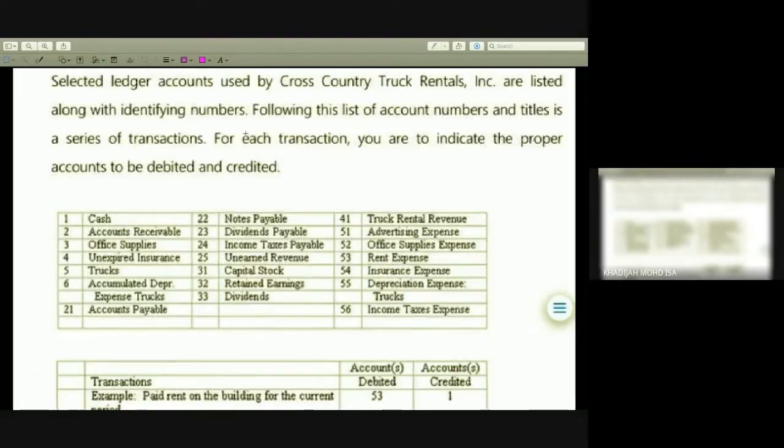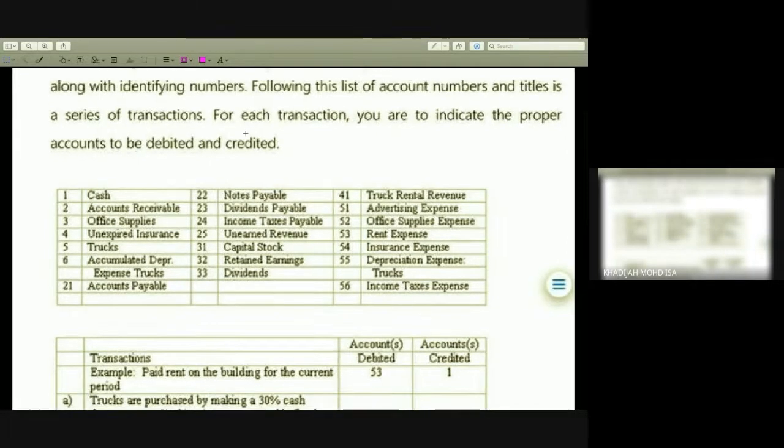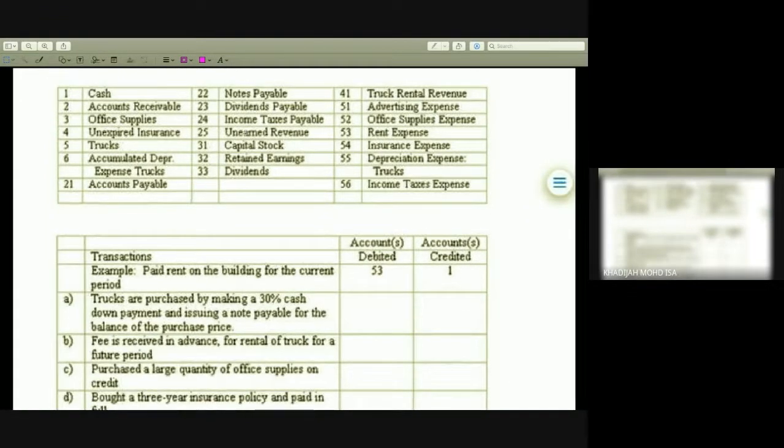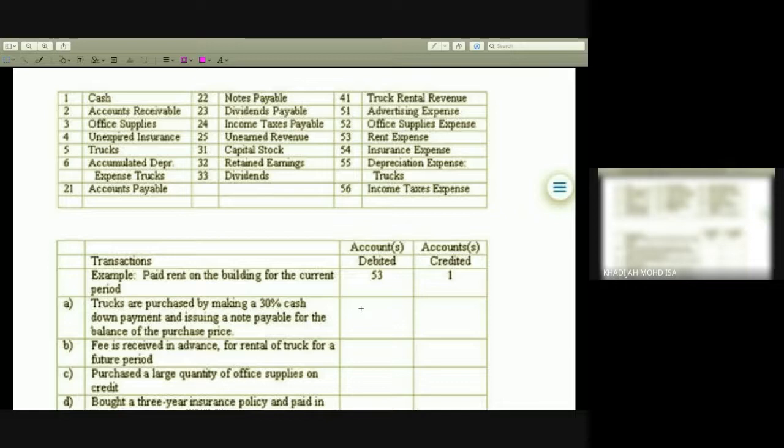Okay, now you have cross-country truck. So you are given the accounts. You indicate the proper accounts to be debited or credited. So just now it's just a plus and minus, but this one you have to identify the accounts and whether you want to debit which account and which accounts to be credited. So the truck is purchased by making 30% cash down payment and issuing a note payable for the balance of the purchase. So debit in this case, you purchase a truck, which is a motor vehicle. You have item number 5.